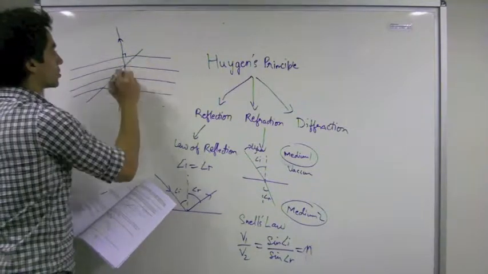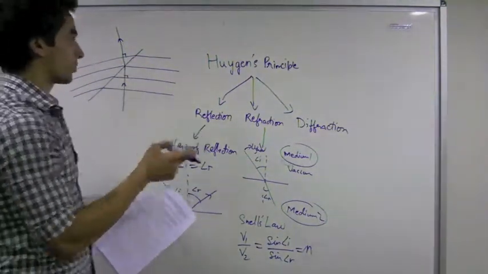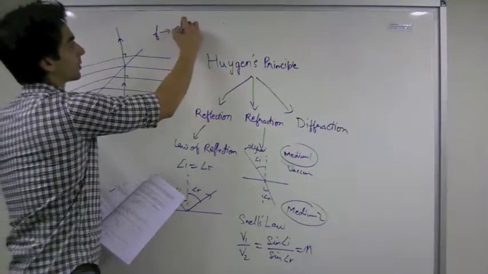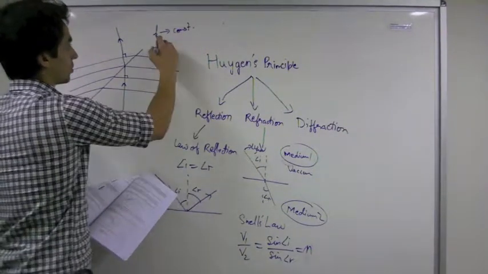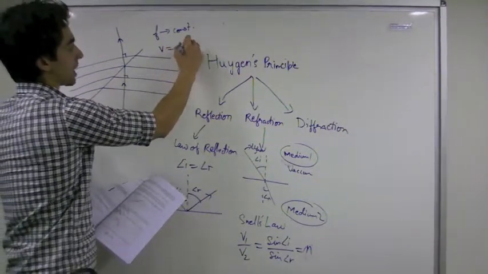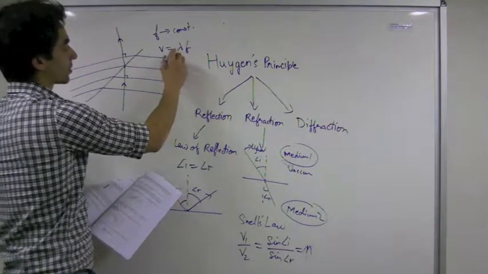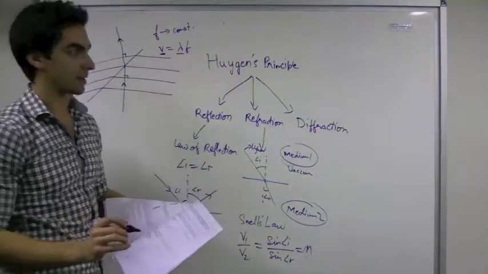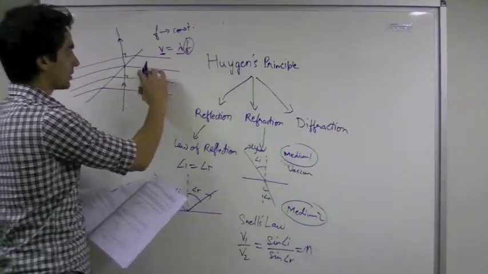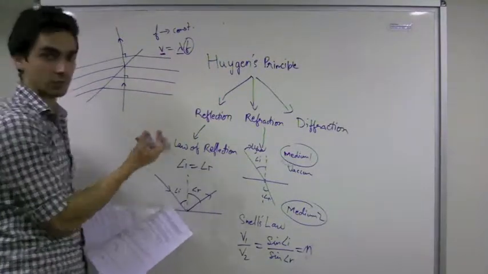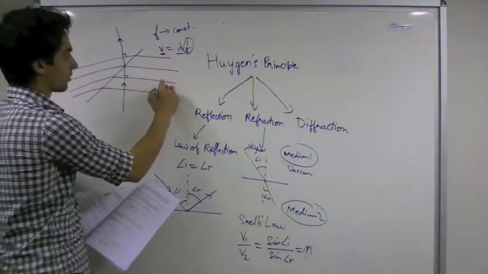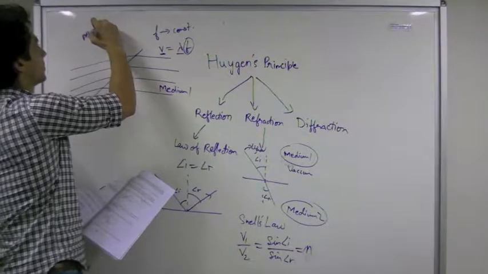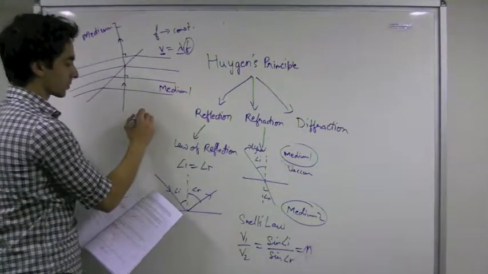So how do you decide which medium the wave was traveling faster in? The frequency remains constant; the frequency does not change. So we have speed equals lambda f, right? Therefore, the higher the speed, the greater the wavelength for the same frequency. So if the wavelength is greater, the speed of the wave is higher. Therefore, the speed of the wave in medium 1 here is higher than the speed of the wave in medium 2. Okay?